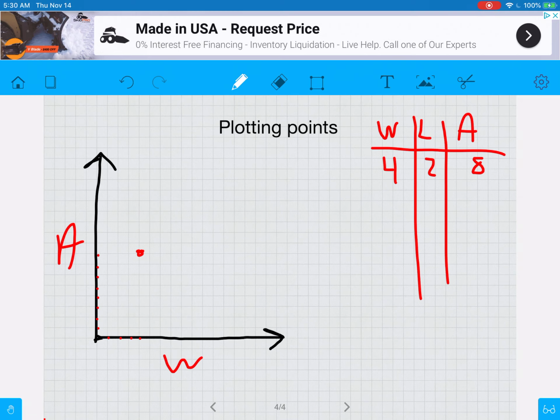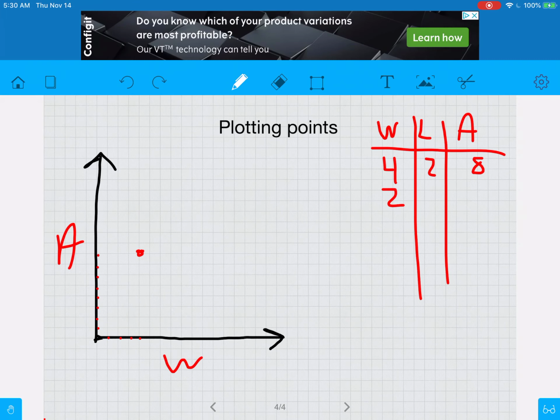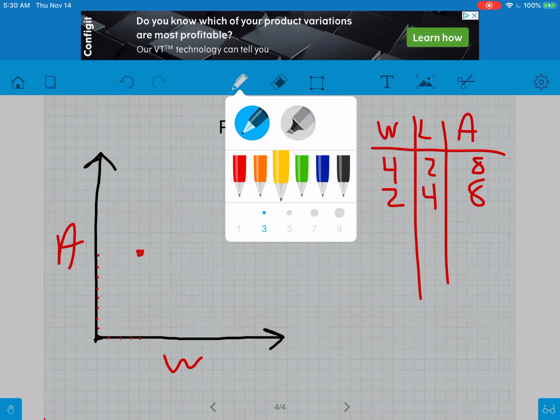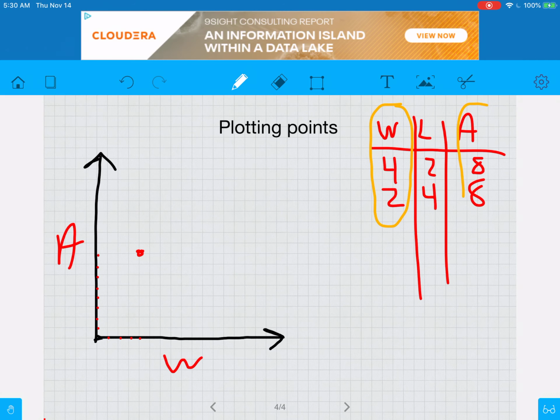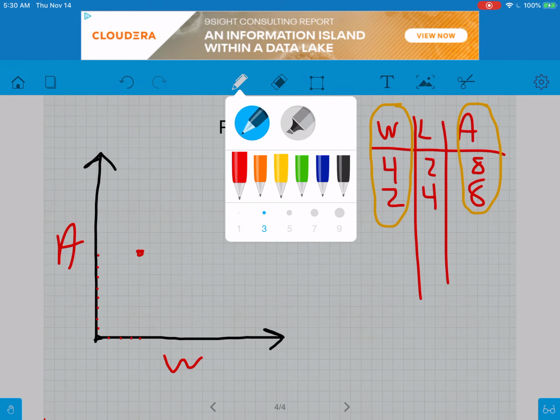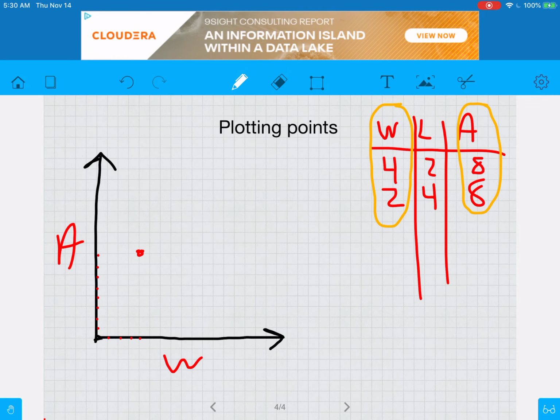And then if we want to switch it up, we can do 2 as the width. 2 times 4 also gives us 8. But notice this point's going to be a little different because all we're focusing on here is the width. Just these two categories. So now our width is 2 and our area is still 8. So this point is going to be right over here.